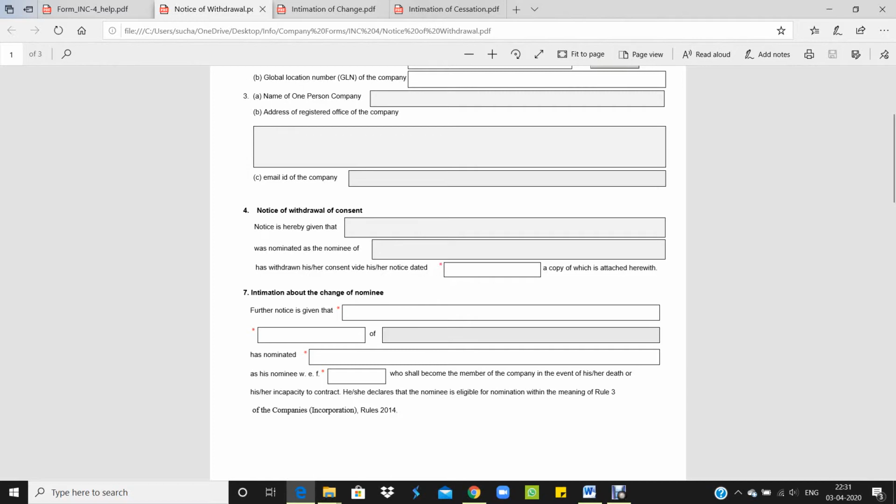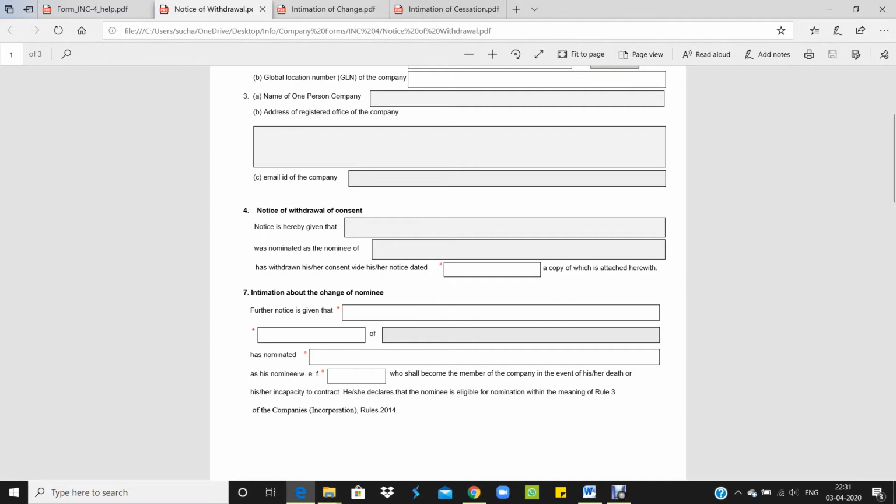So notice is hereby given that Y, who was nominated as the nominee of the One Person Company name, has withdrawn his or her consent by his or her notice dated. Whatever withdrawal consent the nominee has given, that date has to be mentioned here, and the copy has to be attached along with the form. Withdrawal consent is nothing but the resignation. So the date of the resignation letter and also a copy of the letter has to be attached along with this form.